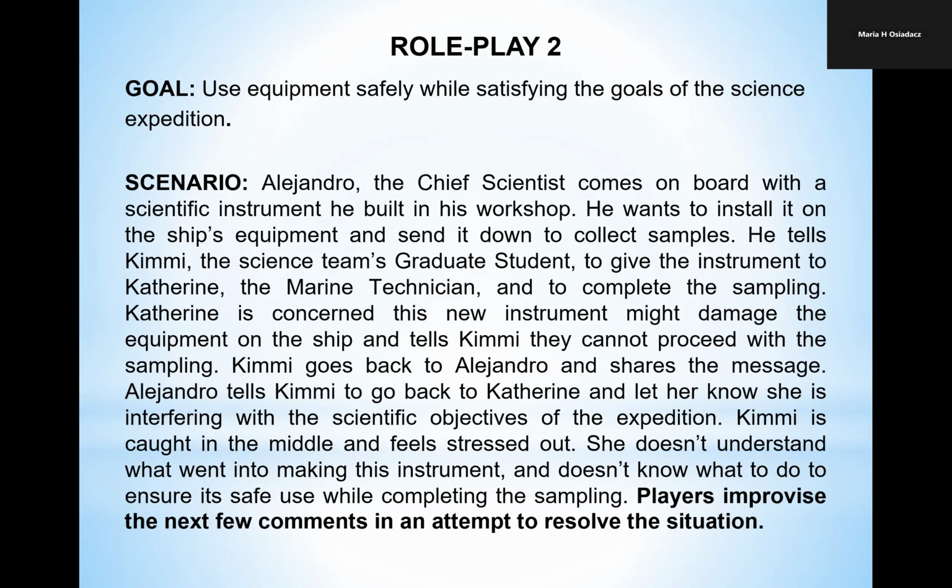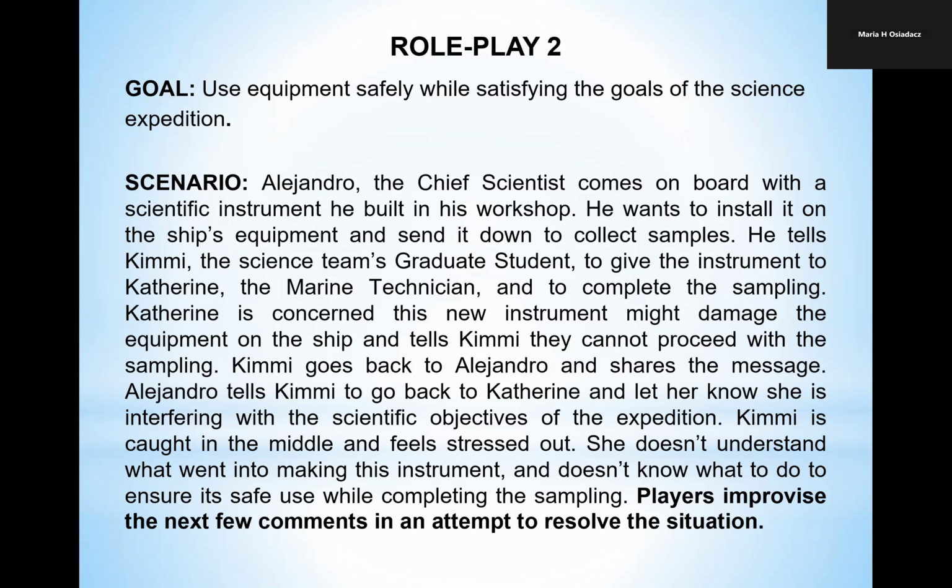Sorry, I forgot how I handed them out. Alrighty, so in this scenario, Alejandro, the chief scientist, comes on board with a scientific instrument he built in his workshop. He wants to install it on the ship's equipment and send it down to collect samples. He tells Kimmy, the science team's graduate student, to give the instrument to Catherine, the marine technician, and to complete the sampling. Catherine is concerned this new instrument might damage the equipment on the ship and tells Kimmy they cannot proceed with the sampling. Kimmy goes back to Alejandro and shares the message.